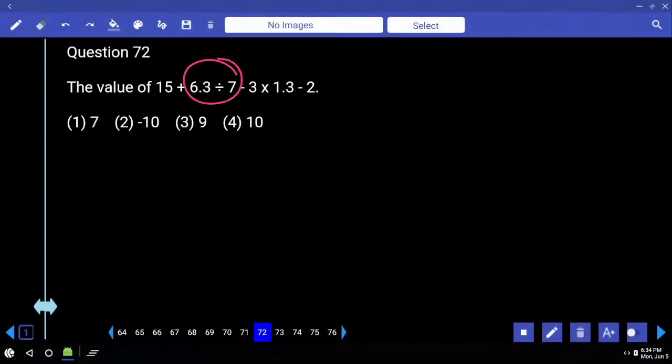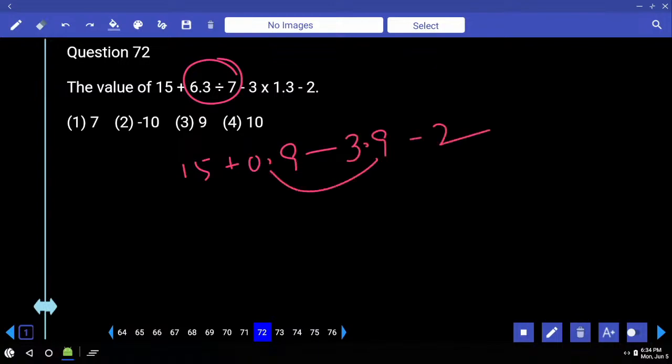Six point 3 by 7, 0.9, 15 plus 0.9, minus 3.9, minus 2, minus 3, minus 2, minus 5, answer is plus 10.